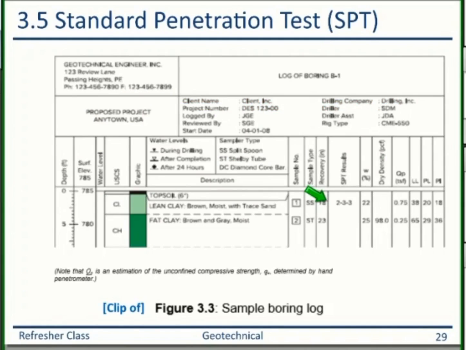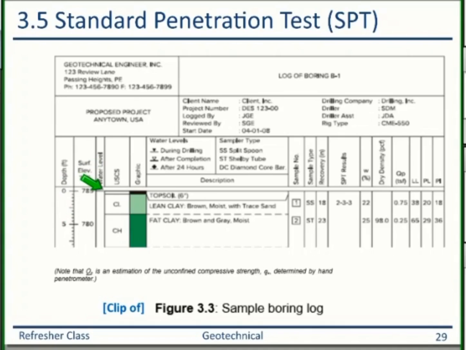In exams, they may ask you to interpret the boring log. So if a boring log is given to you, you should be able to read it and find the values or parameters given in the boring log to answer. So let's take an example. This is a typical example of a boring log. Your project, weather, and all the logistical information will be given here, and actual testing information will be given here. This refers to the depth below the ground surface, and this refers to the elevation, right? At that depth, what is the elevation?